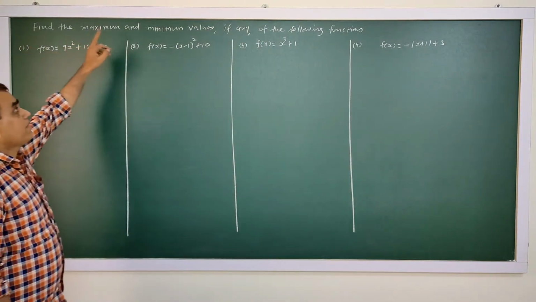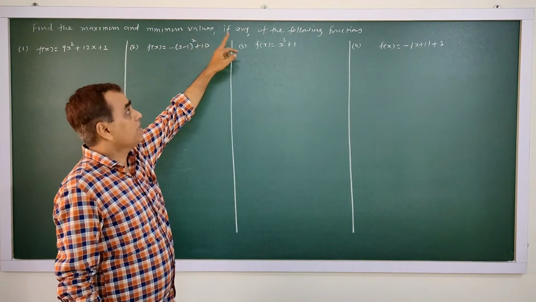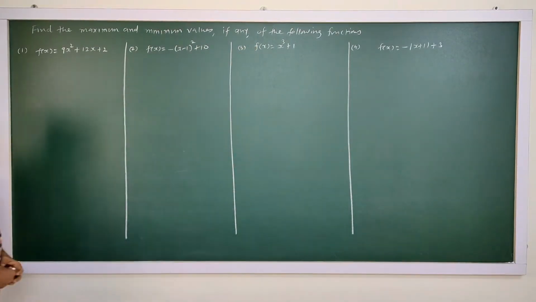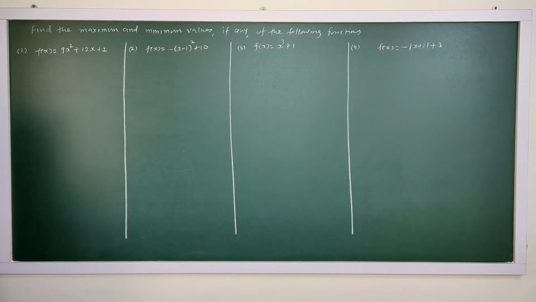Find the maximum and minimum values, if any, of the following functions. Whatever exists, maximum or minimum, we are finding for these functions. So here f(x) is 9x² + 12x + 2.